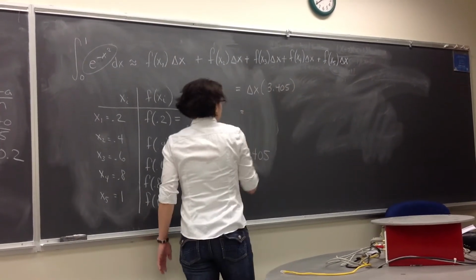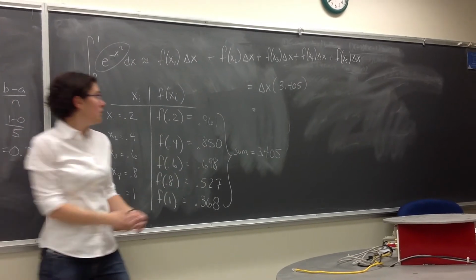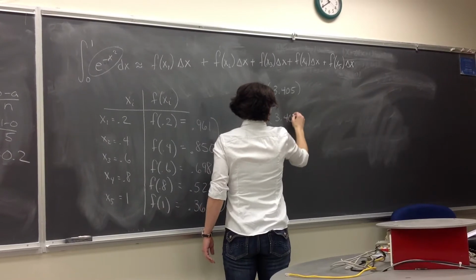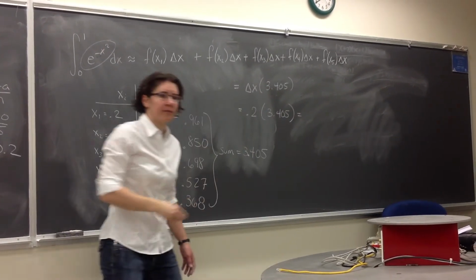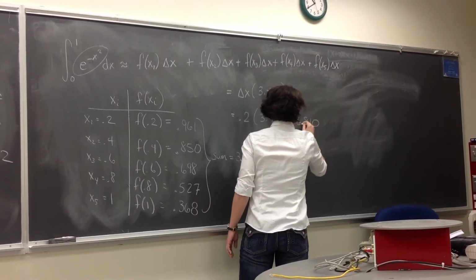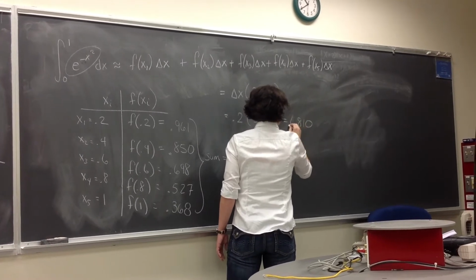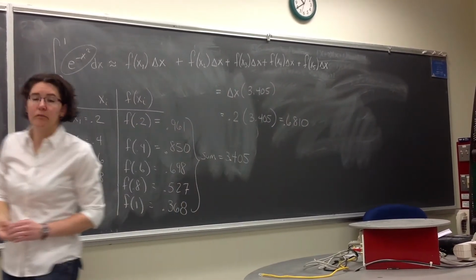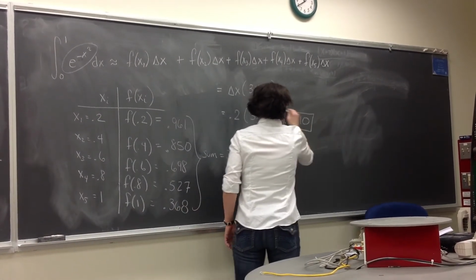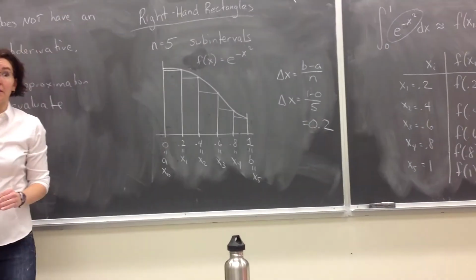3.405. Our delta x, that is the width of each rectangle, and the width is 0.2. So we have 0.2 times 3.405. What do you get when you multiply those out? 0.681. Oh, yeah, thank you. 0.6810. All right, so we have just used the right-hand rule to approximate the area under our function e to the minus x squared.